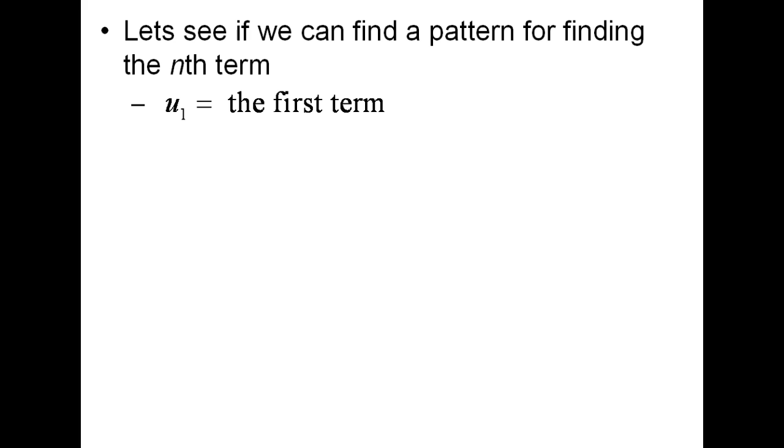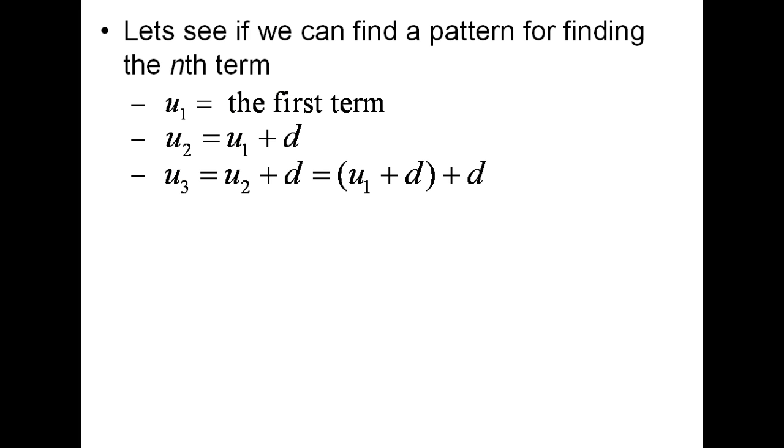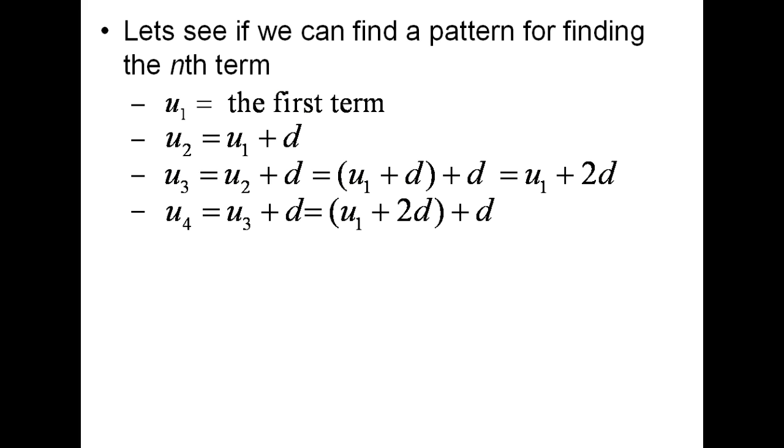We know that U sub 1 is the first term. If I want the second term, I'm going to take the first term and add D to it. If I want the third term, I'm going to take the second term and add D. But I know that the second term is the first term plus D. So really, for that third term, I'm taking the first term and adding D twice, so that's the first term plus 2D. For my fourth term, I'm going to take the third term plus D. But the third term is the first term plus 2D, and now I'm adding another D, so I get the first term plus 3D for the fourth term.